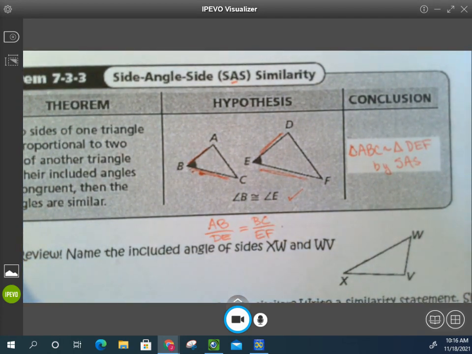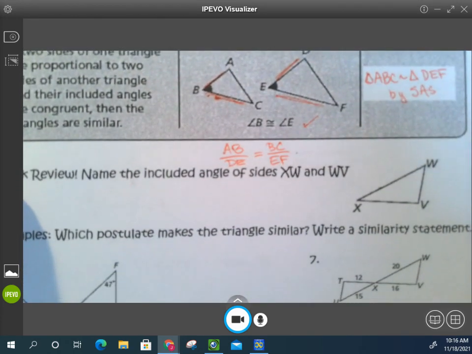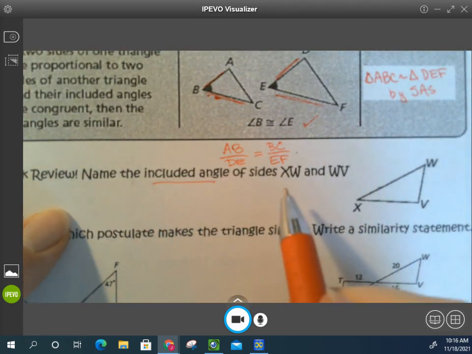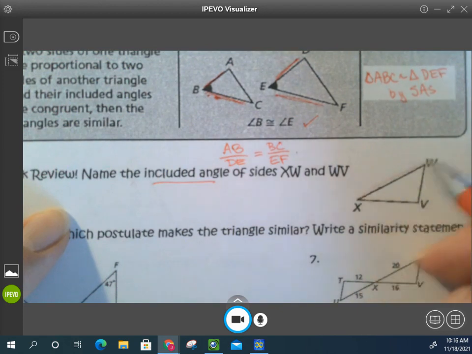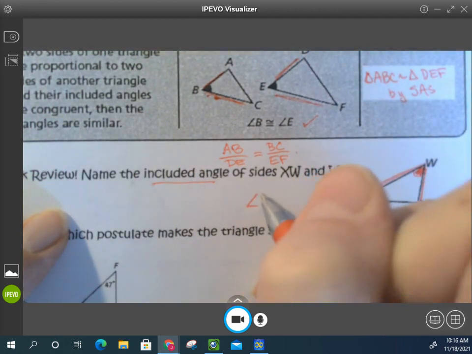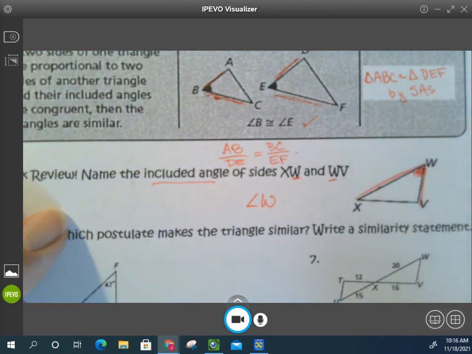Okay, so we have a quick check to make sure we understand the included angle. So name the included angle. Okay, so find XW right here. Find WV right here. What angle is included between these sides? W up there, right? So angle W is the included angle. And you see that both of them had a W on their segment.